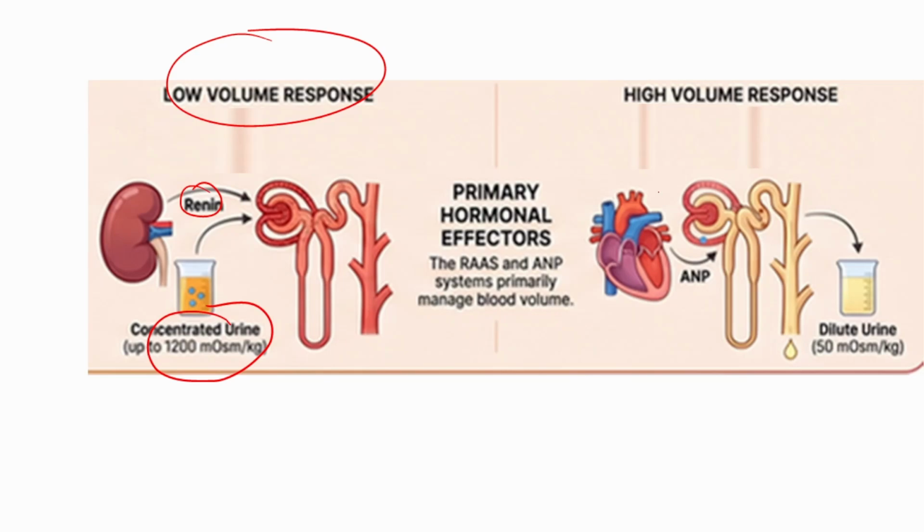Conversely, when the body experiences a volume excess, the resulting high vascular pressure induces an intensive atrial stretch. This mechanical stretch triggers the release of atrial natriuretic peptide, or ANP, from the heart walls, which binds to the renal tubules to promote active natriuresis and diuresis, yielding a large volume of dilute urine at 50 milliosmoles per kilogram to bring blood volume and physical pressure down.